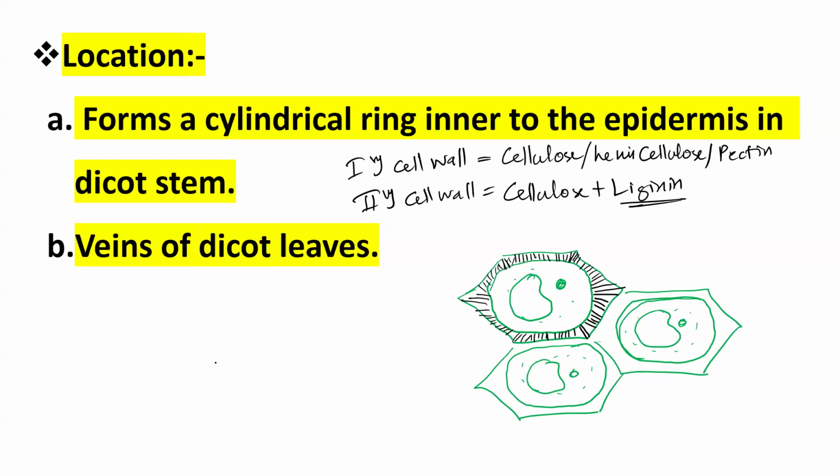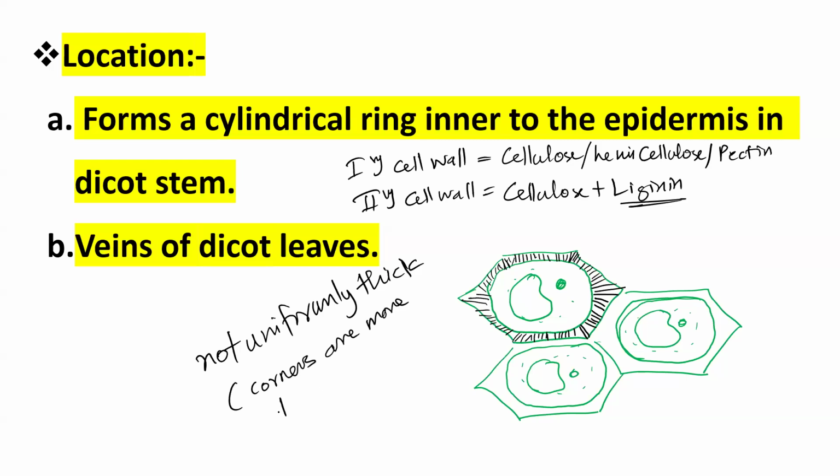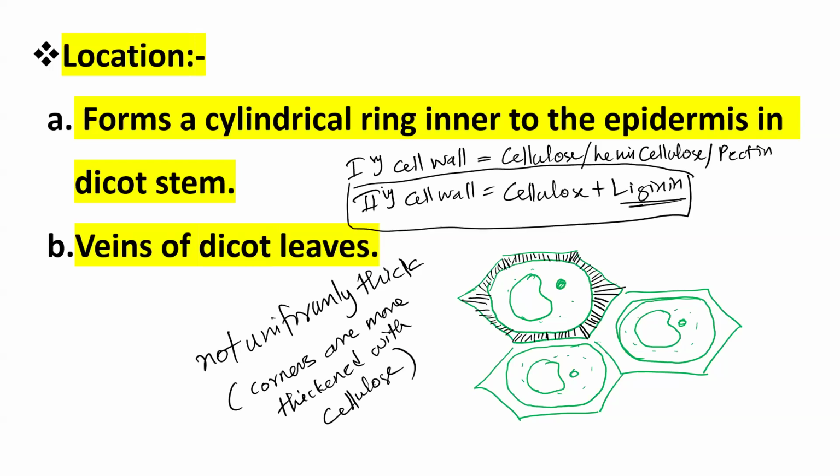The cell wall is not uniformly thick. Why are the corners more thickened with cellulose? Because it is a living cell, the primary cell wall is only cellulose. Then the secondary cell wall comes for dead cells. What are the dead cells you all have studied in our syllabus? Sclerenchyma. In that we had fiber type, scleride type. Both are dead. In xylem, vessel elements are dead.